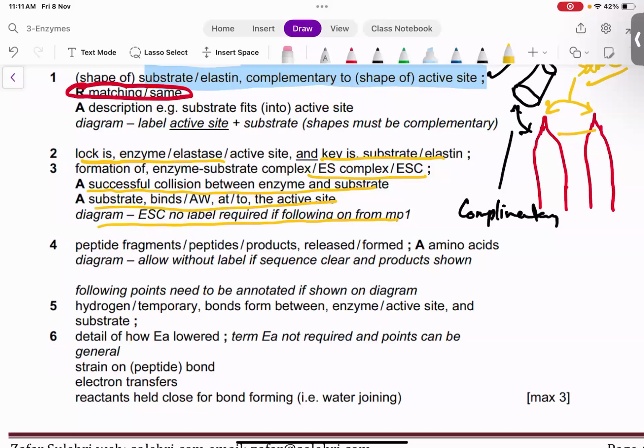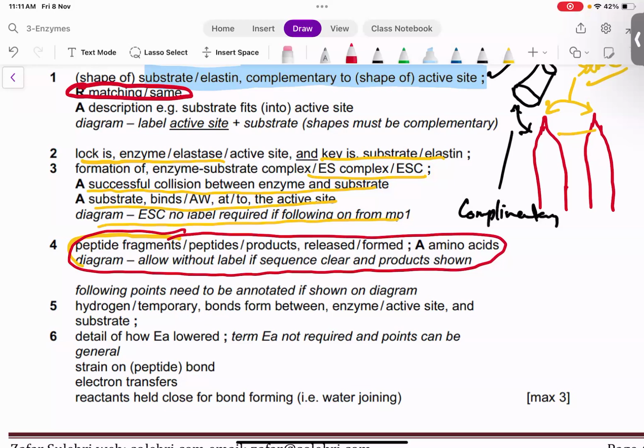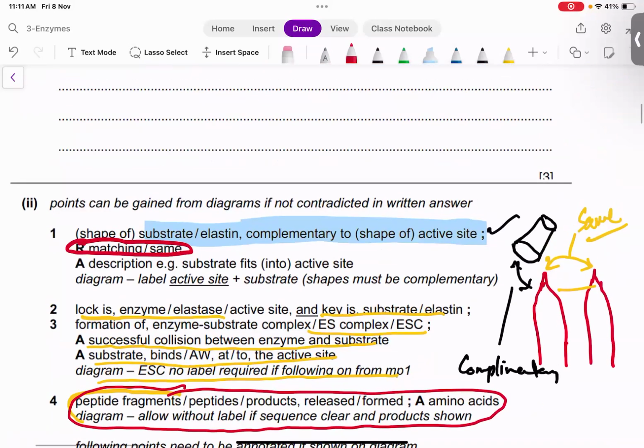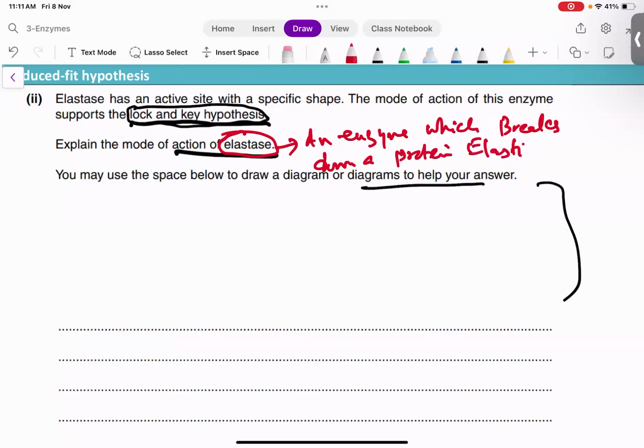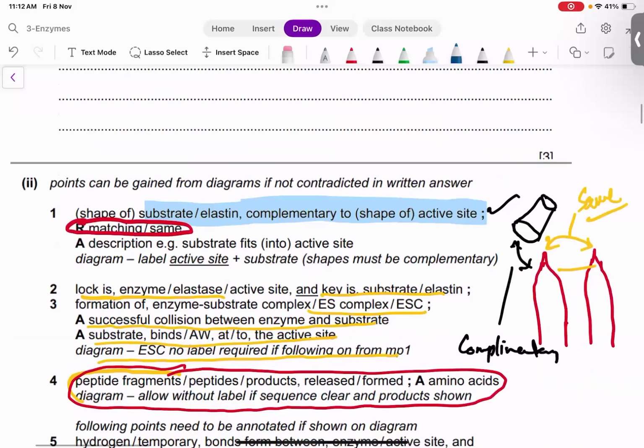Peptide fragments, peptide products are released. So what are these peptide fragments, products? It depends, as this question is about elastase. So elastase is an enzyme which breaks down a protein, elastin. So here its role is given in this point. Okay.